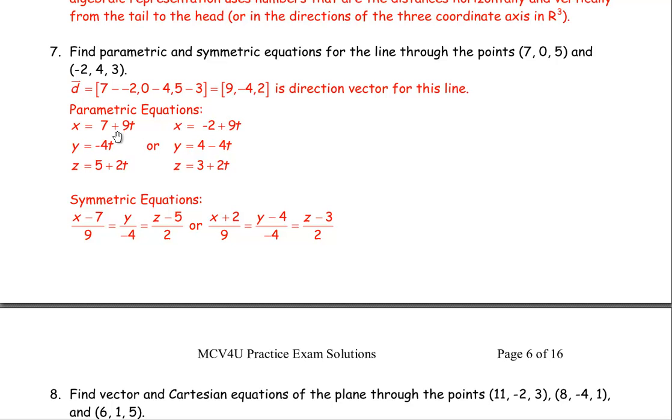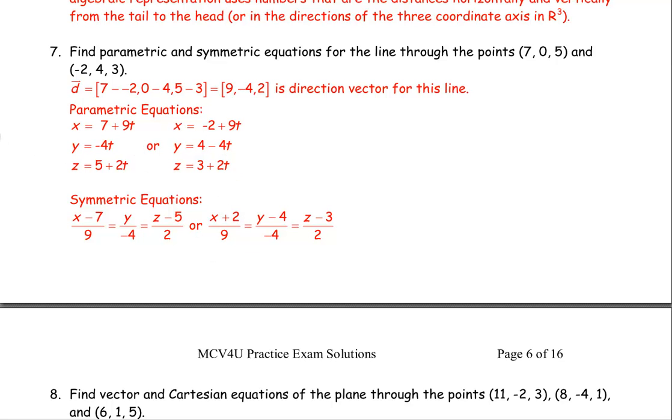So to write the parametric equations, here's 2 ways you could write them. The 9, negative 4, 2 are the coefficients of the t or the s or whatever you use for your parameter. And the beginning goes the coordinates from one of the points. So 7, 0, 5, so 7 at the beginning here, 0 here, and 5 here. Or if you want to use this point, you could put negative 2, 4, and 3 at the beginning of each. And so that's 2 different ways to write the parametric equations.